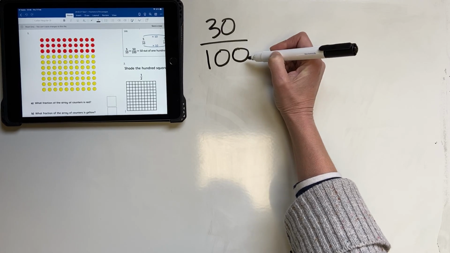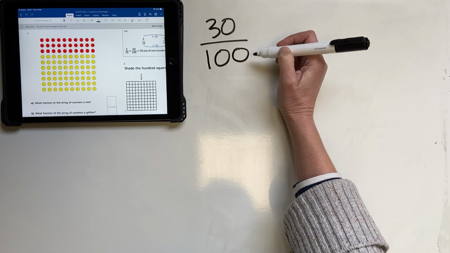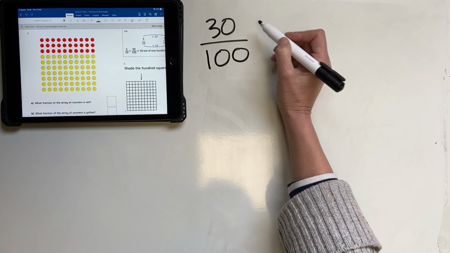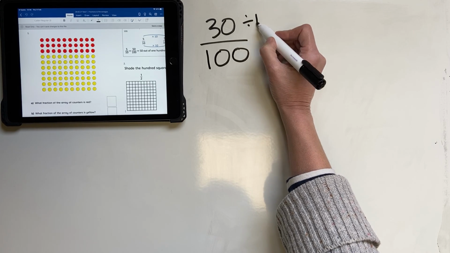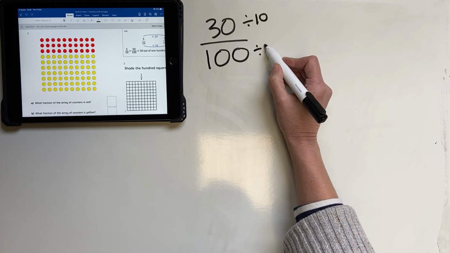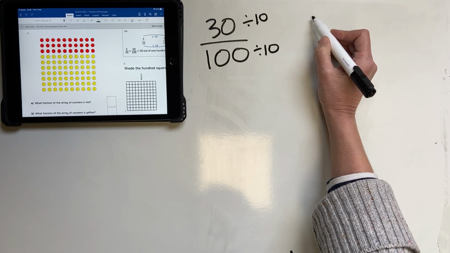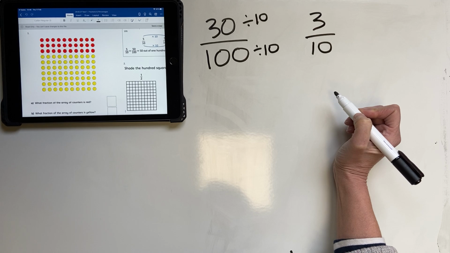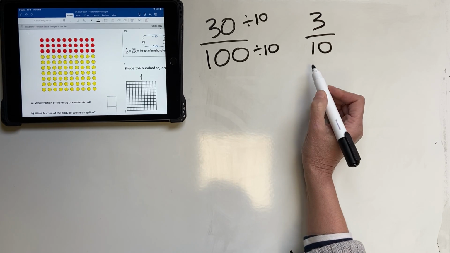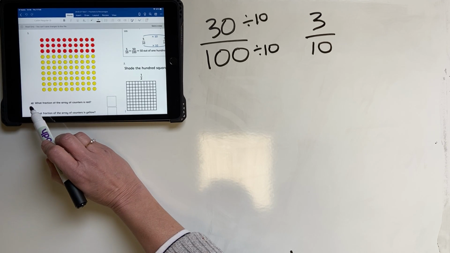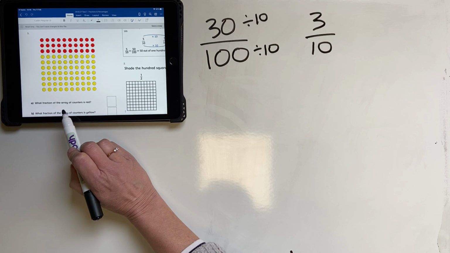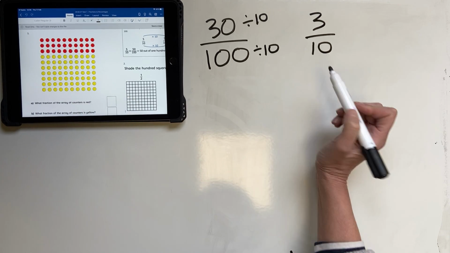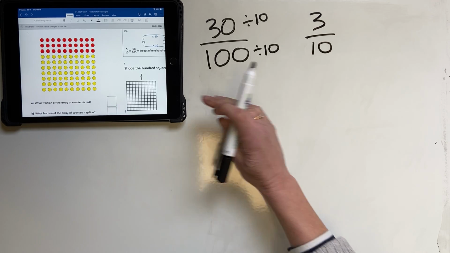So 30 out of 100, the fraction is 30 hundredths. If I want to simplify that, then I can divide the numerator by 10, divide the denominator by 10, so then the simplified fraction is 3/10. So both answers are correct. So question 1A, what fraction of the array of counters is red? It's 30 hundredths or 3/10.